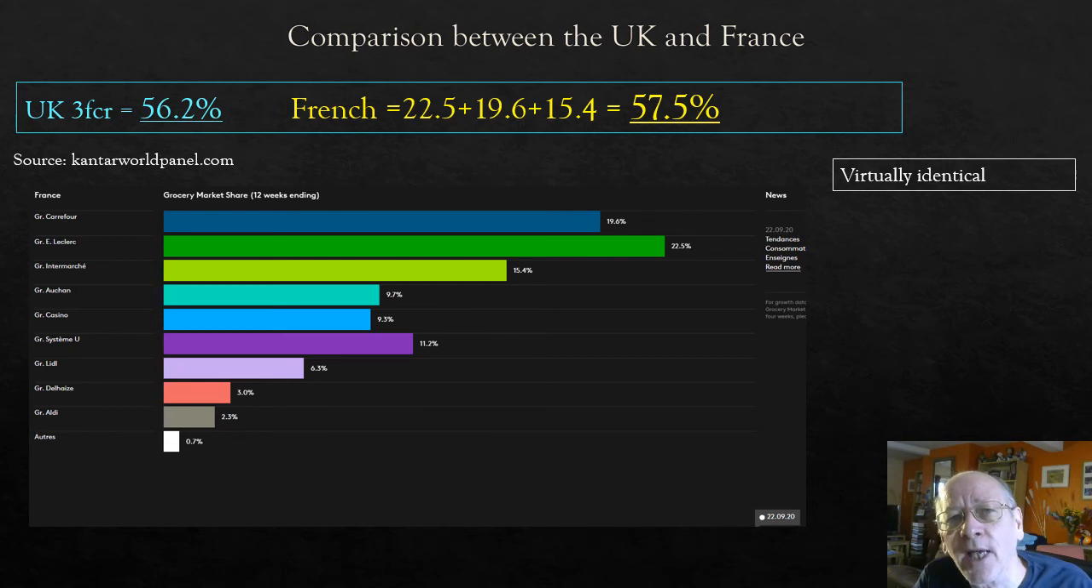So in this particular case, let's look at the grocery market in France. If we look at the 3 big players, they are Leclerc, Carrefour and Intermarché. Together, they have a 3-firm concentration ratio of 57.5%, slightly more concentrated than in the UK, but it's virtually identical. So in France, as in the UK, the grocery market is an oligopoly.